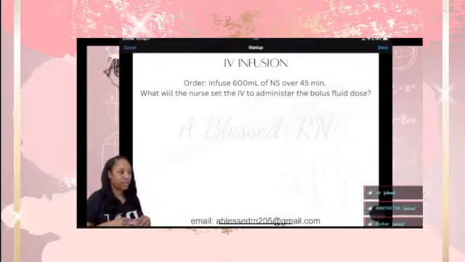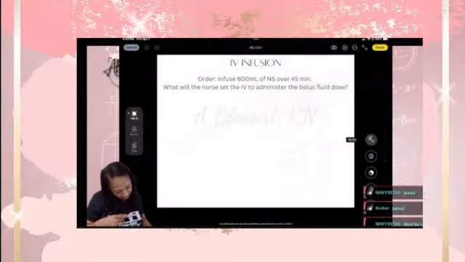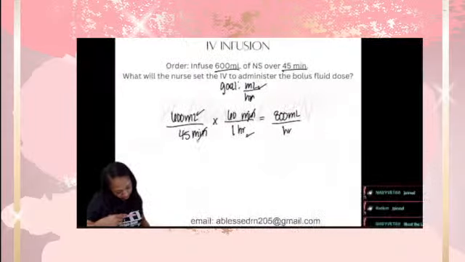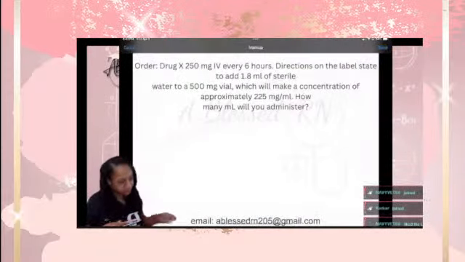All right. So IV infusion. Infuse 600. We did that one already, didn't we? Did we do that one? Did we do this one? Yep, we did. It got in there twice. My bad. Whoops. All right.